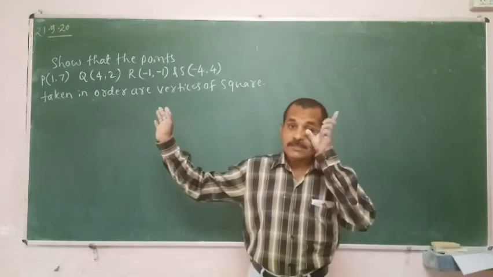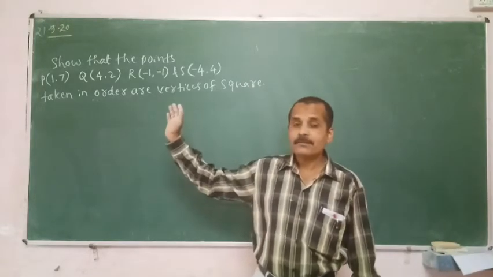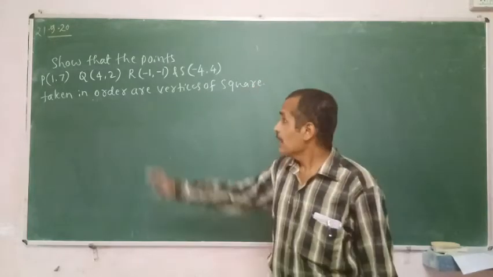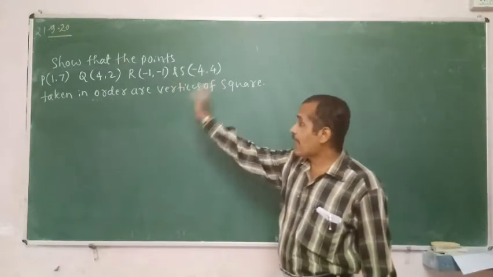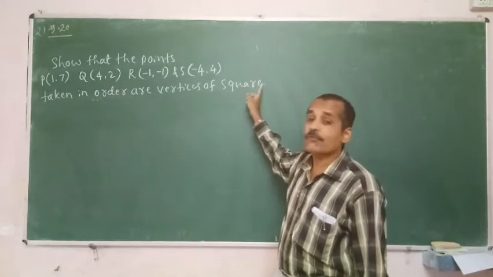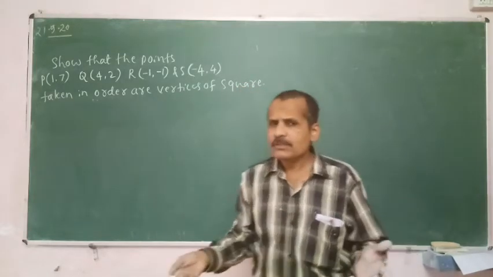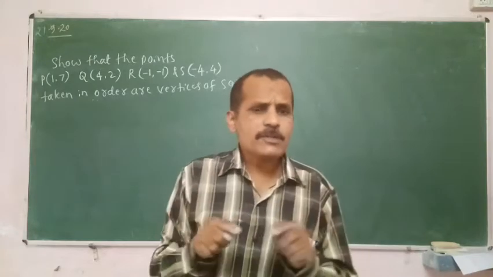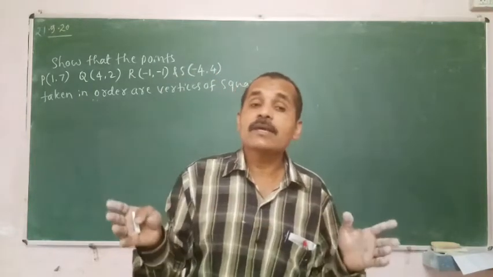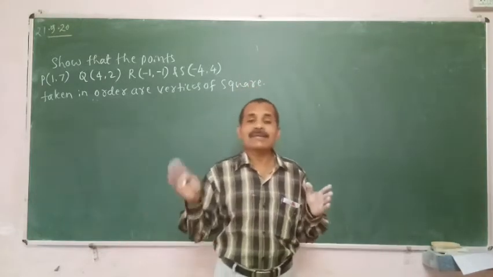Okay, students, this is a problem which is on square. 4 vertices are given to you and they ask you when they are taken in order, they are the vertices of a square. You know the condition for square? All the 4 sides must be equal. Diagonals must also be equal. Then we can say it is a square.